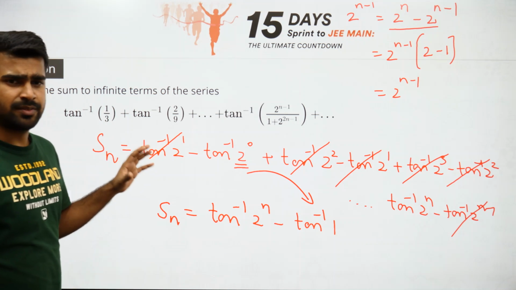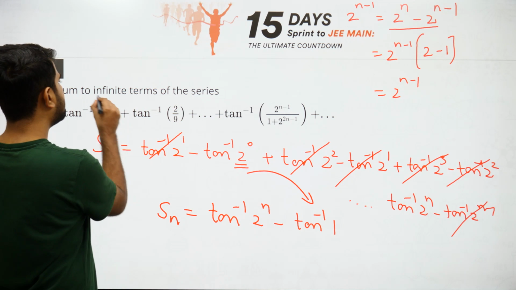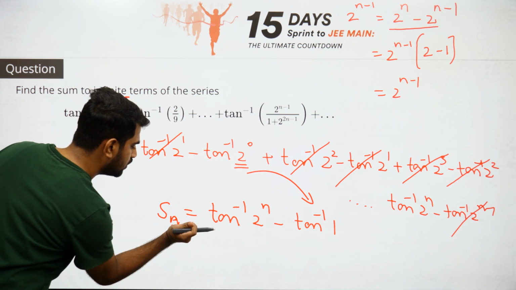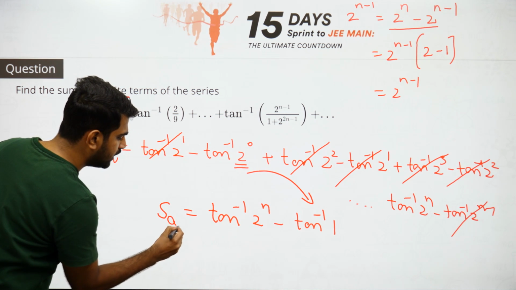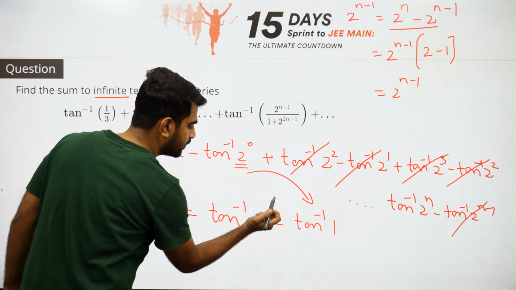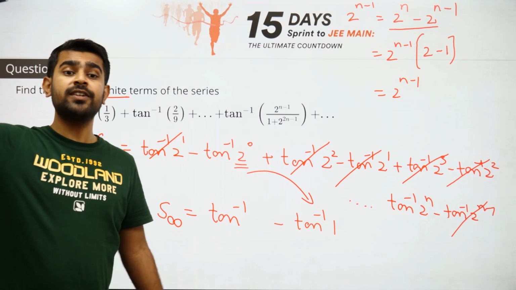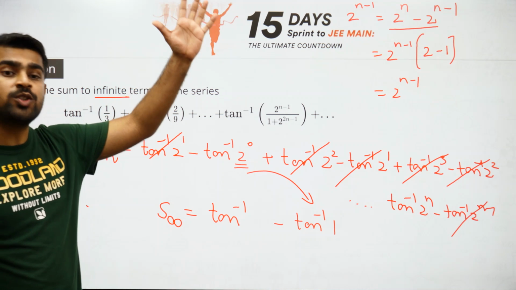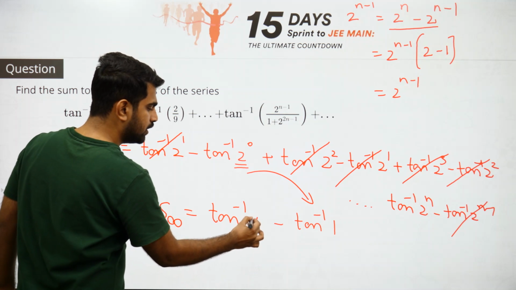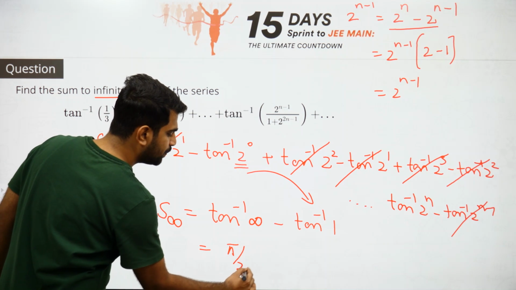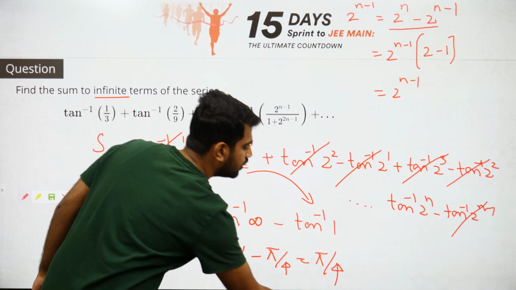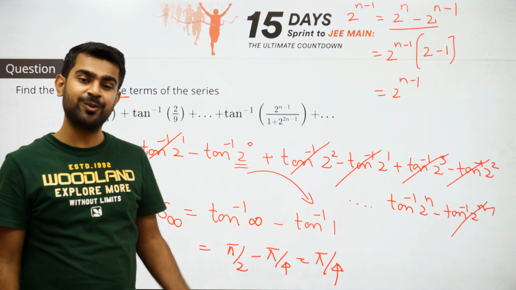Okay? So now, my question is not yet done because they are asking infinite terms. So my n tends to infinity. So if my n tends to infinity, what will this be? 2 to the power infinity is going to be how much? That is going to infinity, right? 2 to the power infinity is such a huge value. So tan inverse of infinity is going to be pi by 2. Pi by 2 minus tan inverse of 1, which is pi by 4. So what is my answer? My answer is pi by 4.